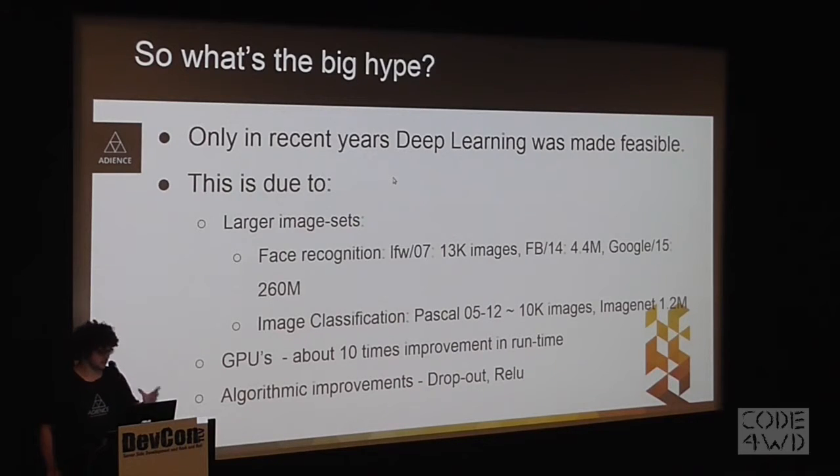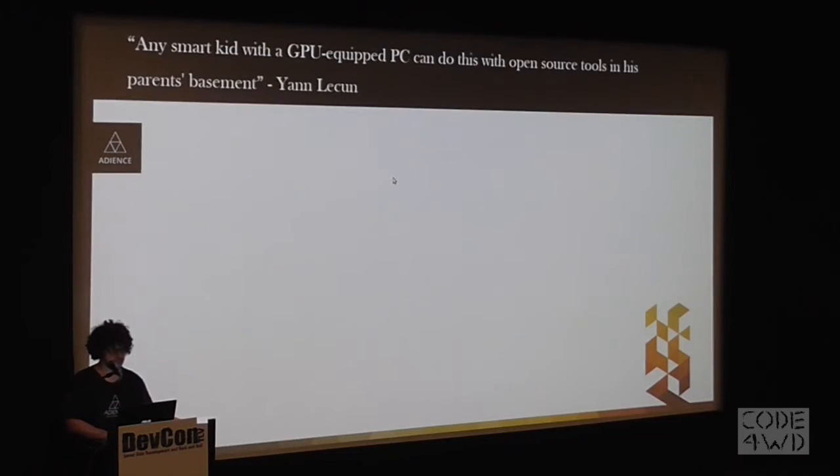Also, GPUs came around. GPUs made the training of networks about 10 to 20 times faster, and there were also some algorithmic improvements, which I don't want to go into details about now, but they're written here. If anyone has any questions afterwards, I'll be glad to answer.